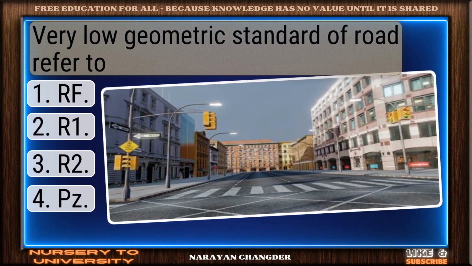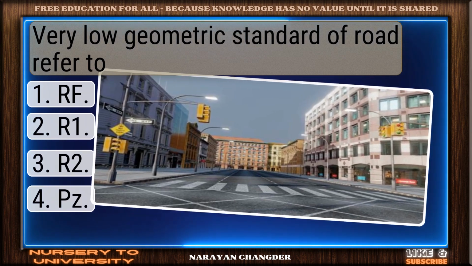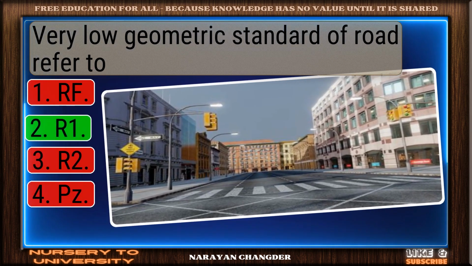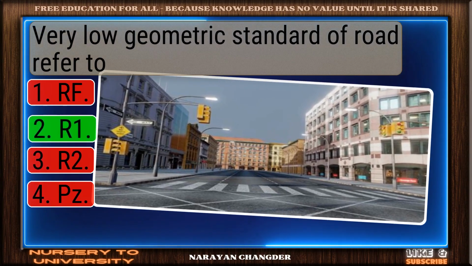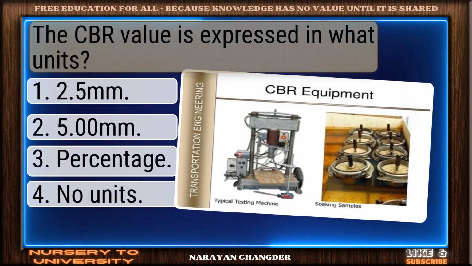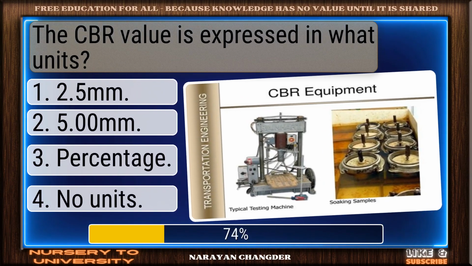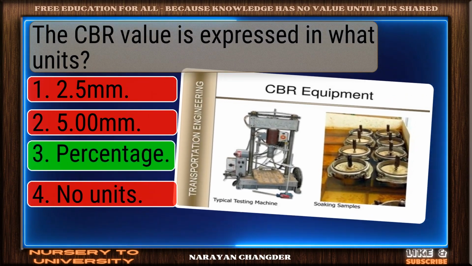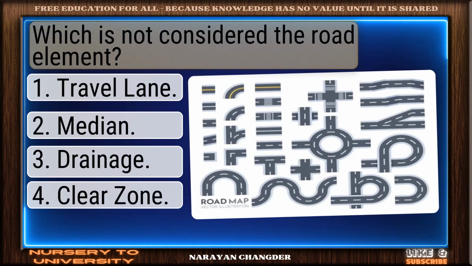Very low geometric standard of road refers to... Nice work. You chose R1 and it is correct. The CBR value is expressed in what units? Right again. Percentage is a valid answer.